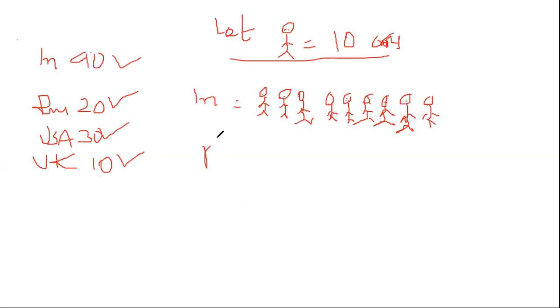Then coming to Russia population, 20 crores is there. So if you draw two diagrams like this, that will be sufficient because only 20 crores population is there. Then USA, 30 crores is there. So you have to draw three diagrams like this.